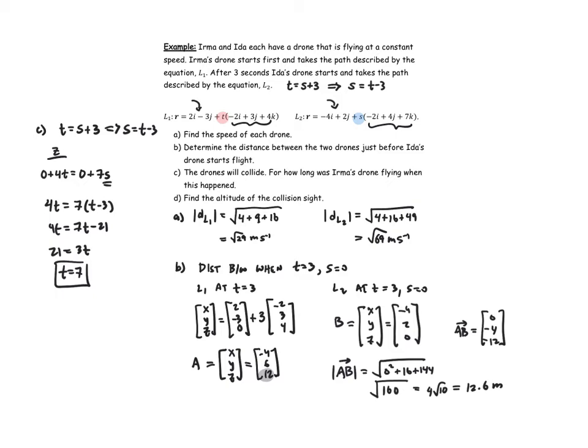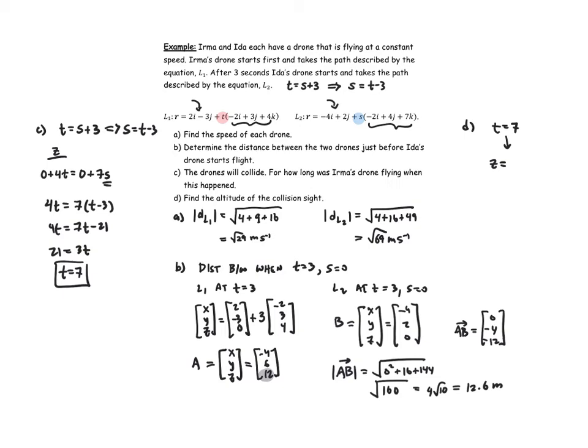Okay, so part D, I'll do that over here to the right side. It says find the altitude of the collision site. Okay, we talked about altitude. Altitude is the z component. So I'm going to take t equals 7, and I'm going to plug it into the z component for Irma. Now, it shouldn't matter which component I plug it into.